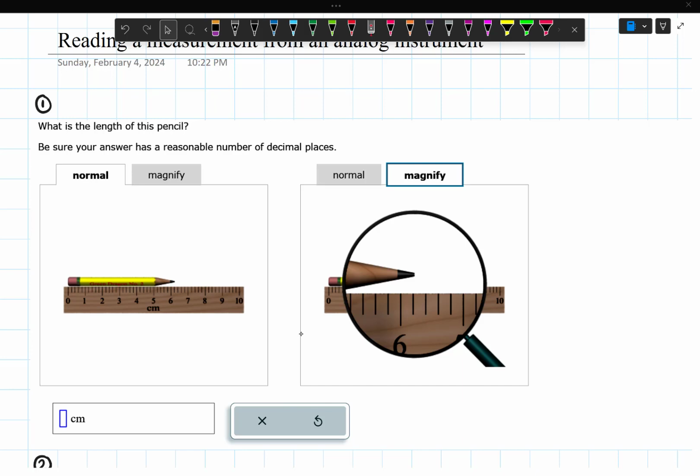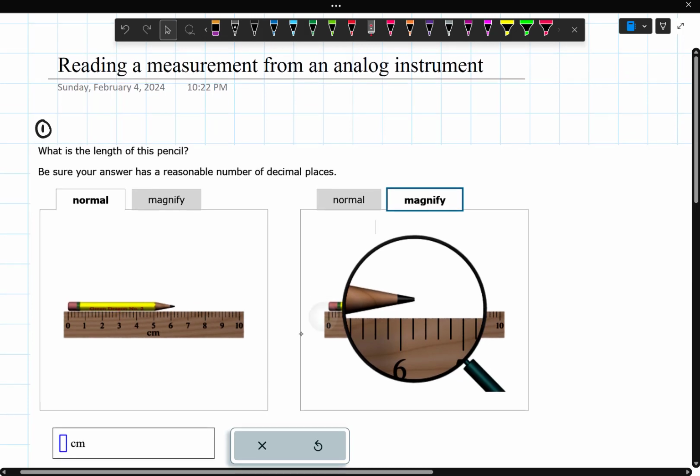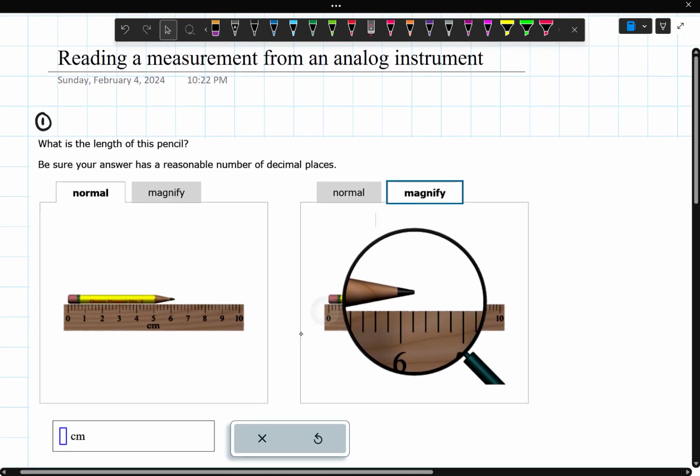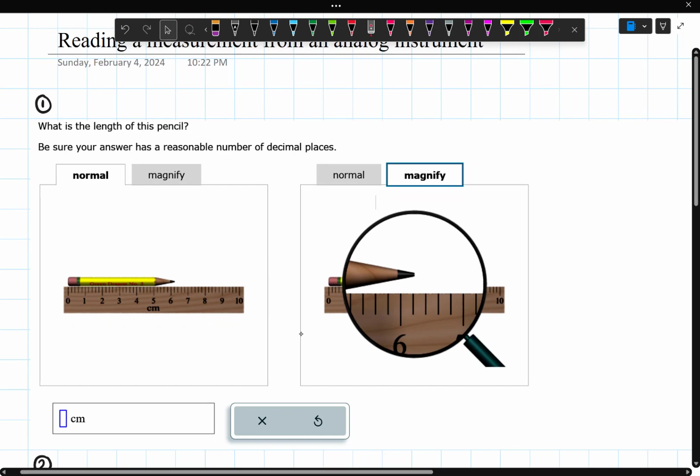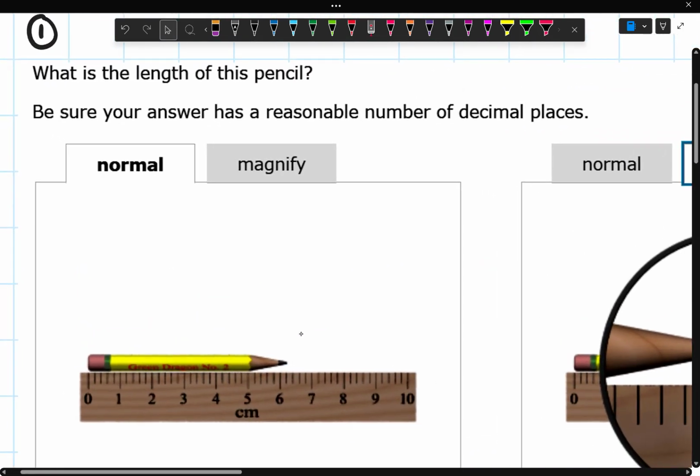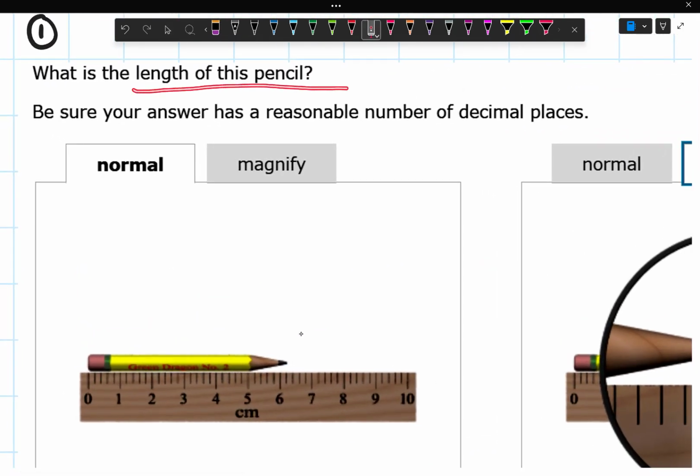We're going to be looking at our first little ALEKS tutorial. This is one that it's pretty easy to get wrong. It's a little frustrating. This is reading a measurement from an analog instrument. In this case, we're just being asked what the length of this pencil is. And you might be asking yourself why this is important. Well, this is going to come up a lot in labs.